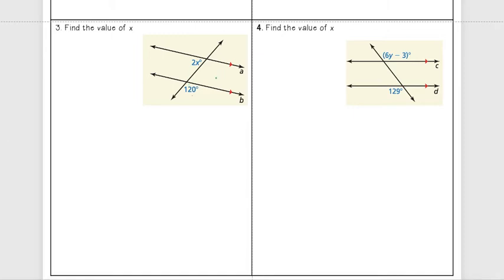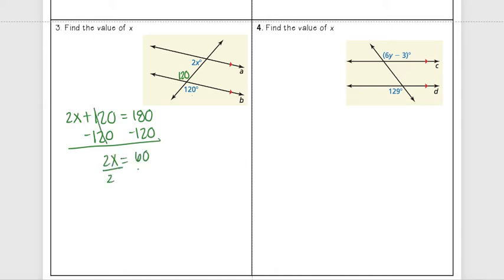So how I would solve this, which there's multiple ways to do it, but I would go ahead and write 120 in right here, since I know that those two are congruent. They're going to be the same. And now I have a pair of consecutive interior angles. And so to solve that, I know that those add up to 180. So I just write 2x plus 120 is equal to 180. And then now I'm going to solve from there. So subtract 120 from both sides. And so I get 60. And then divide both sides by 2.